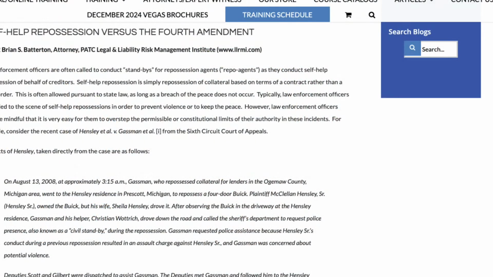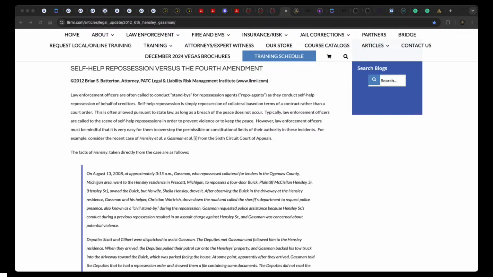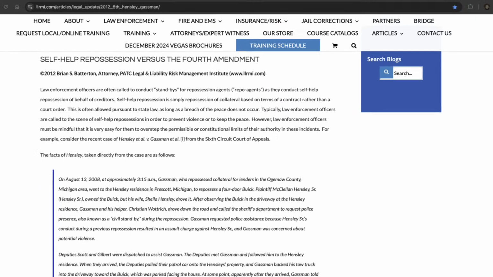So my camera, okay, there. All right, so let me share my screen. Let's see, make sure I'm sharing the right thing here. Share, Google Chrome.